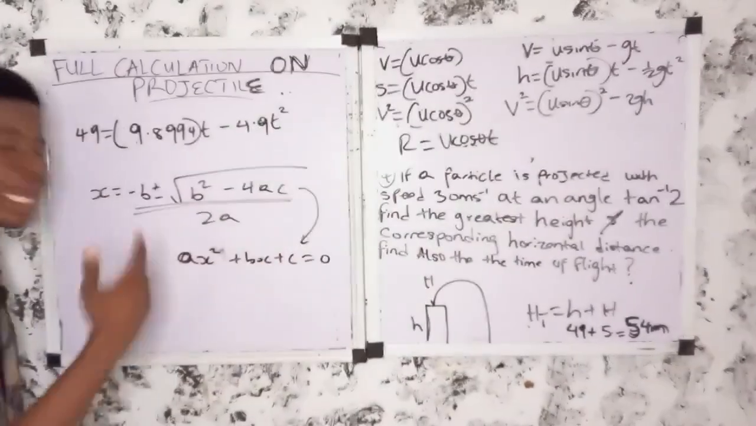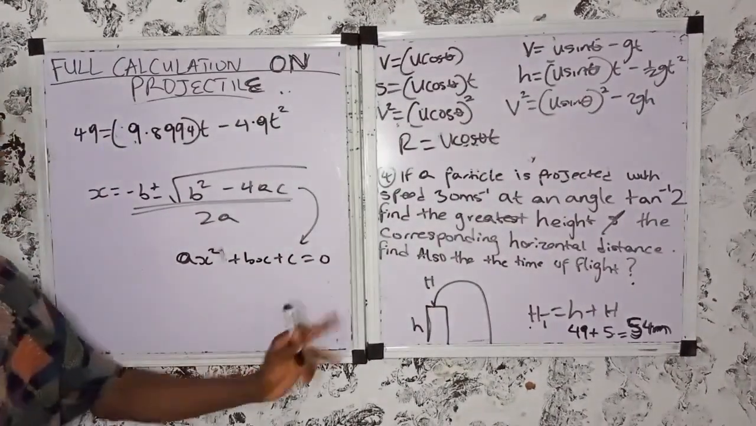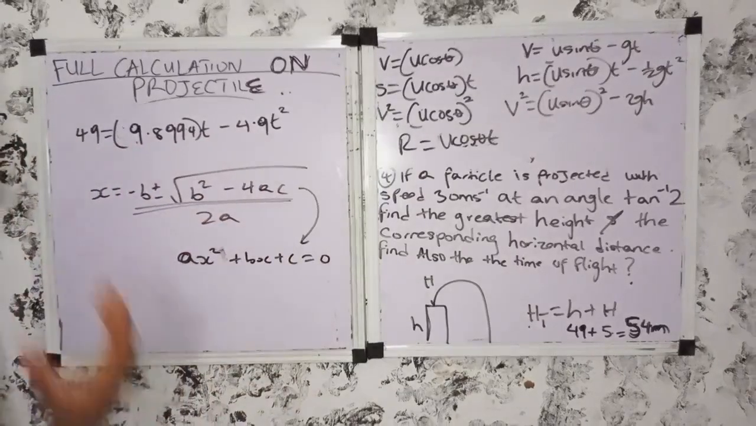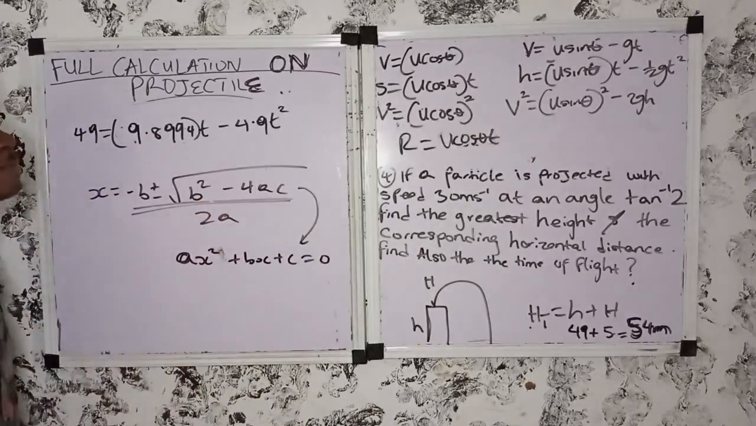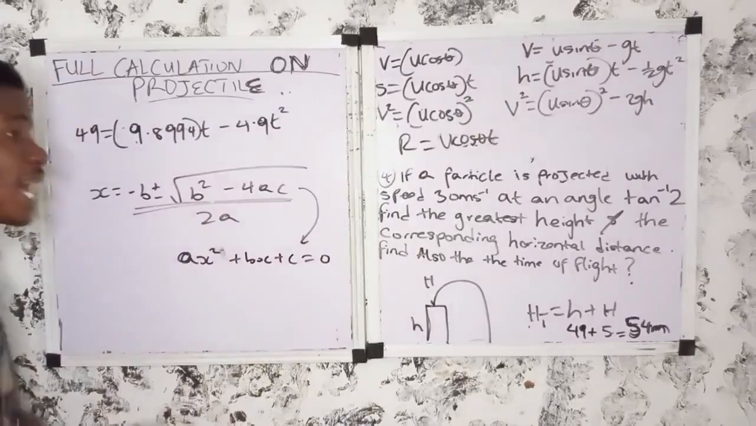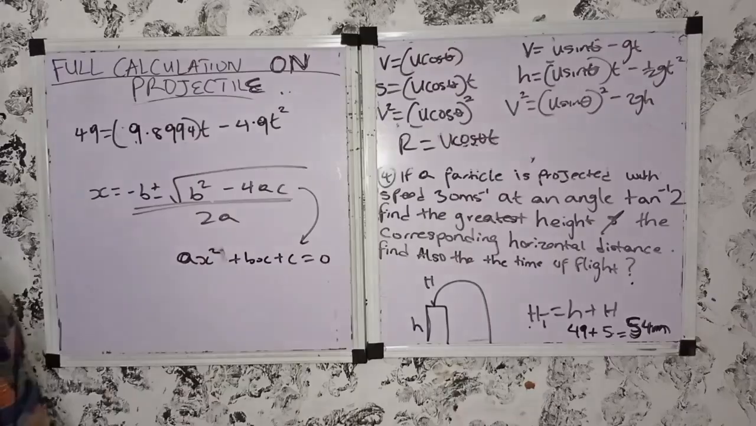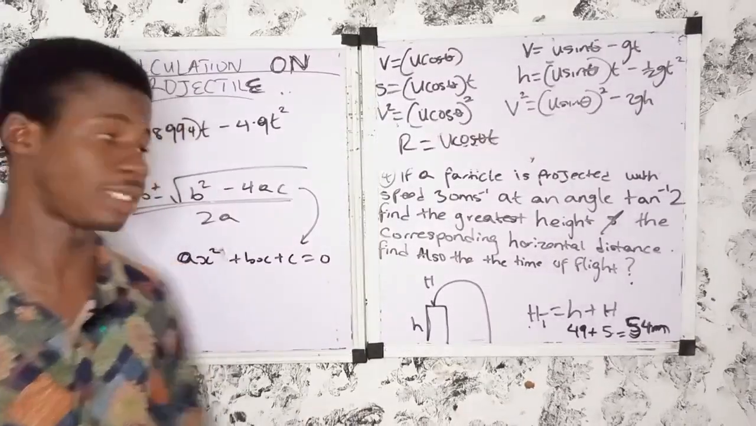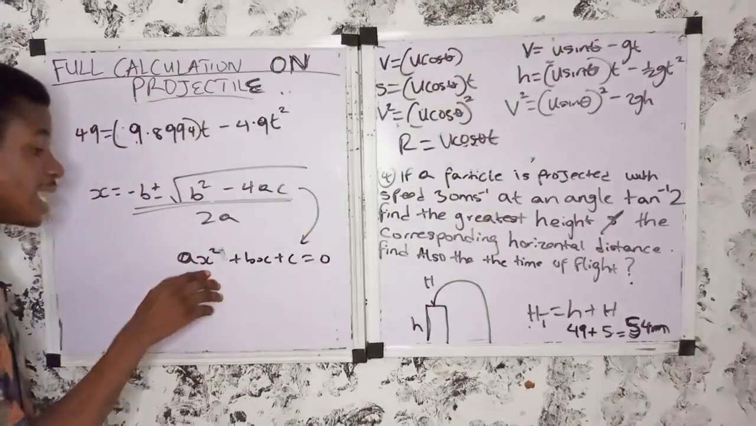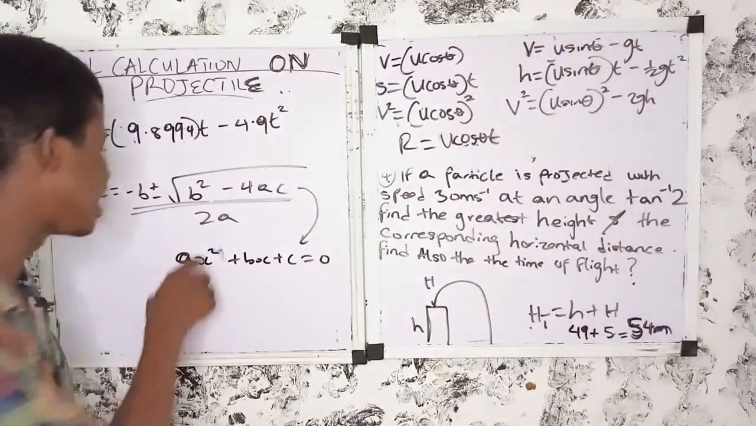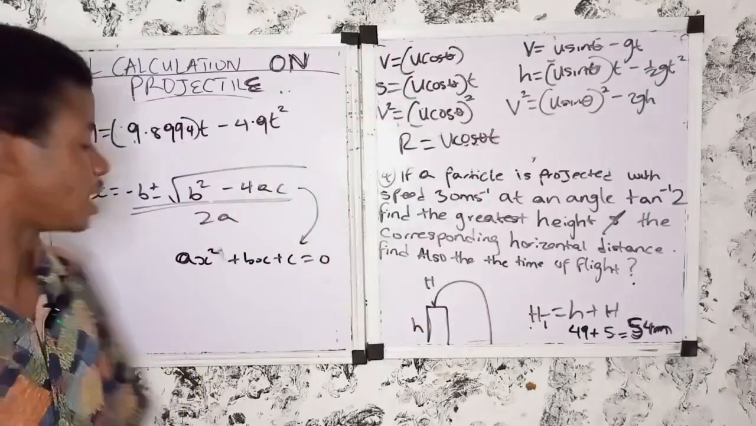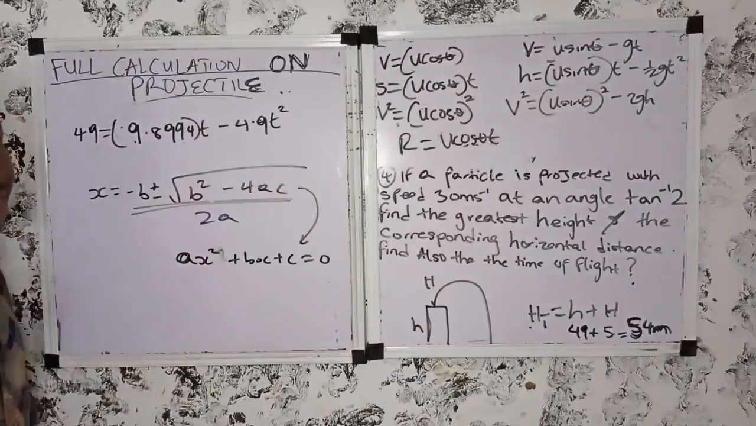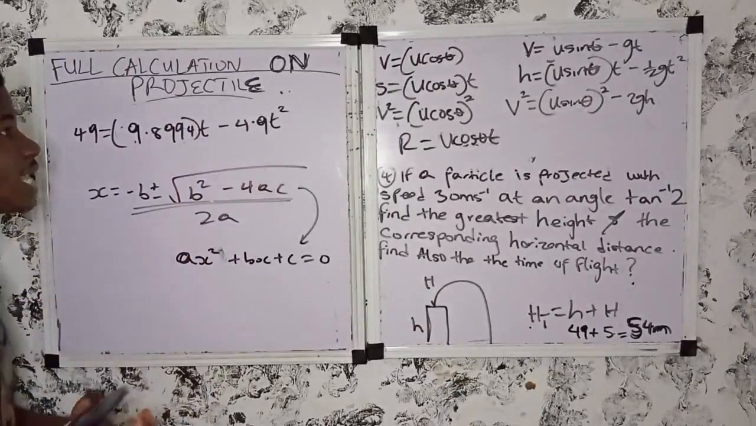Now why am I bringing this out? I'm bringing this out so that we can identify which of these is a, which is b, and which is c, because we are going to input each of them here. Remember, in that previous class in mechanics, I told you that a is the one that has a variable that takes a square. Which of these has a variable that takes a square? It is this one, right?